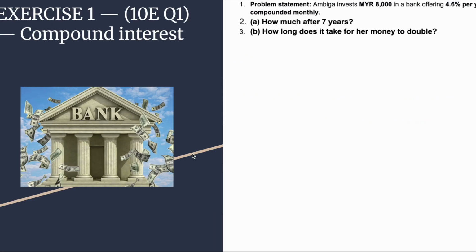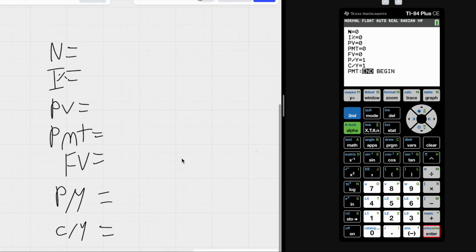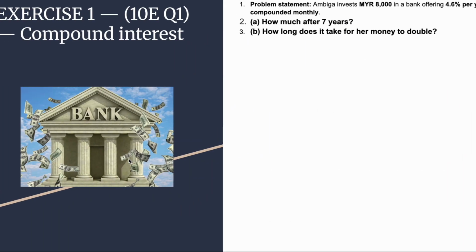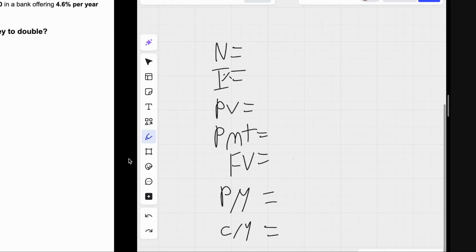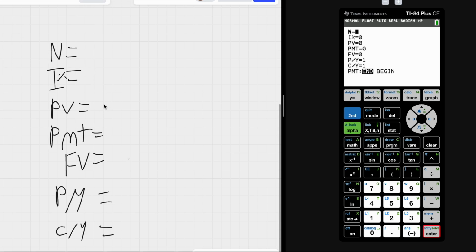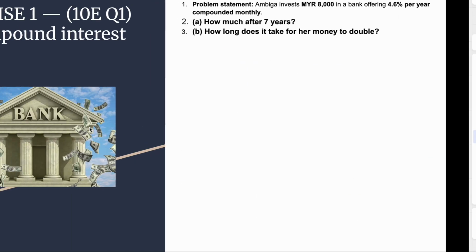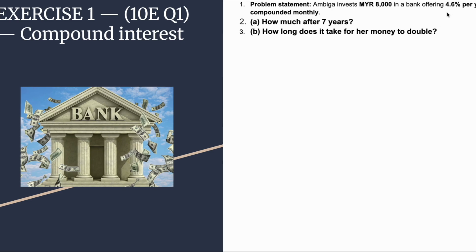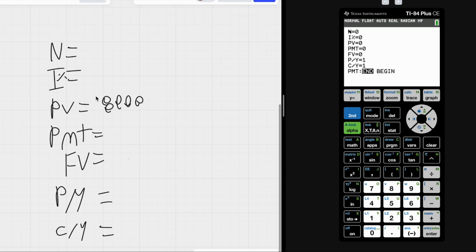So the first problem is: Ambiga invests 8,000 Malaysian ringgit in a bank offering 4.6% interest per year compounded monthly. What does this mean? First of all, we're going to put our data here. So Ambiga invests 8,000 Malaysian ringgit, so our present value is 8,000 because this is the value we start with. Then our interest is 4.6% per year, so we're going to put here 4.6.